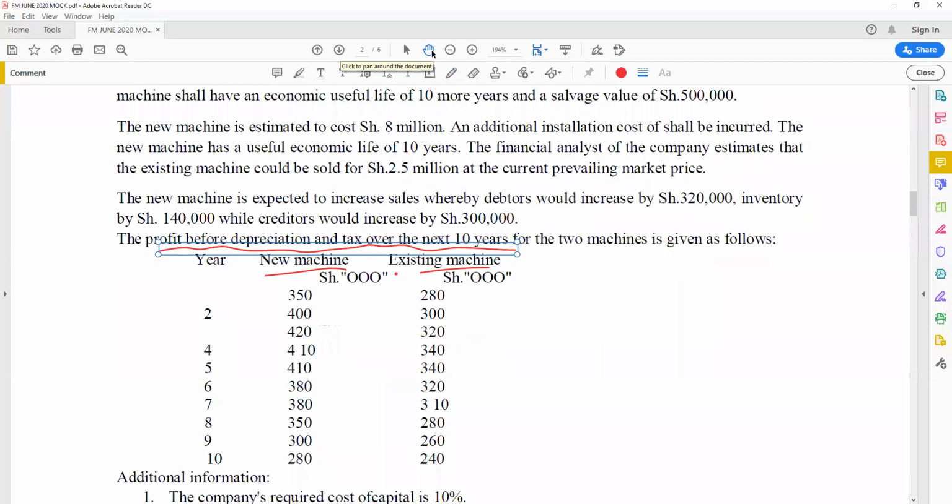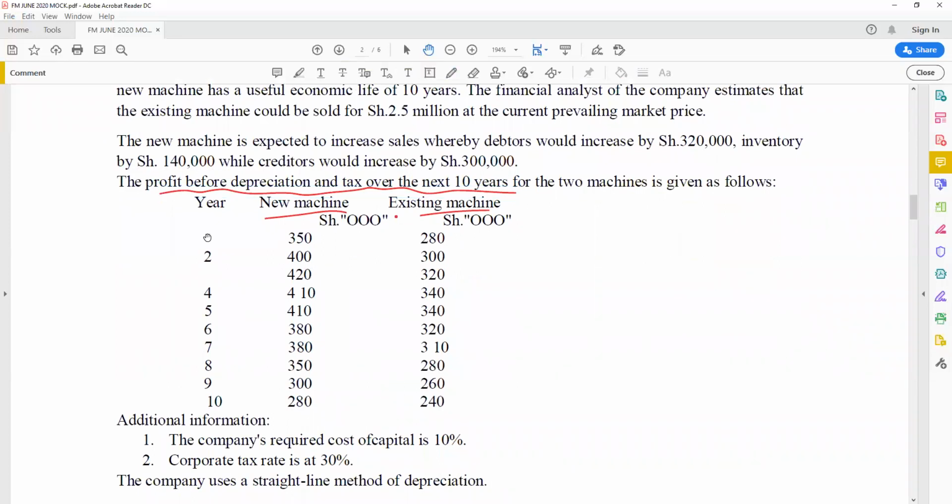Like for example, if the company implements the policy, this is meant to be year 1, this is meant to be year 3. I hope you're able to get that. Now in year 1, for example, you choose a new machine, every year the profit will be 350,000. If the company continues the old machine, the profit the company shall be earning is 280. As you can see, there's some potential benefit the company shall be receiving from the use of the new machine, because the incremental profit is therefore 350 minus 280. So that's the first working, to get the incremental profit before depreciation and tax.